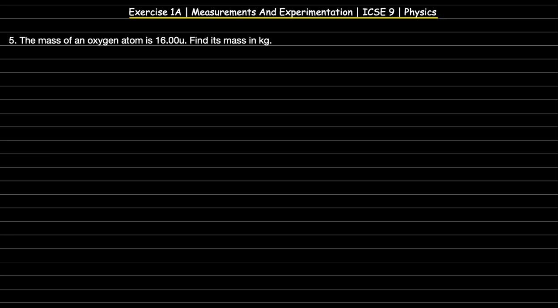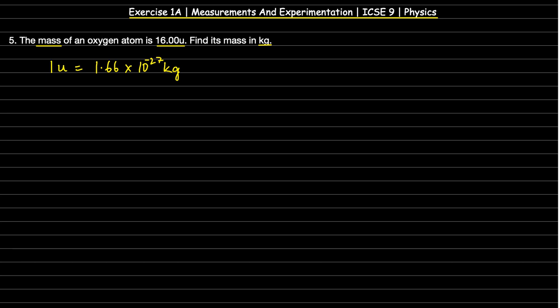Starting with the 5th question. The mass of an oxygen atom is given as 16 atomic mass unit. U denotes atomic mass unit. We need to convert it to kg. So pretty simple calculations. Here I would be writing 1U is equal to 1.66 into 10 to the power of minus 27 kg.